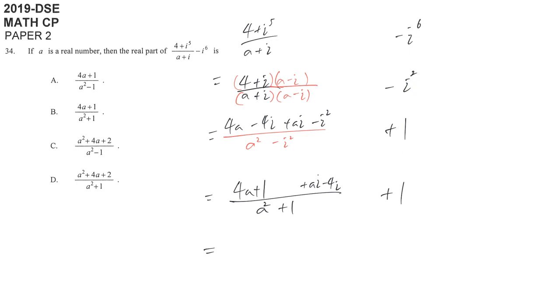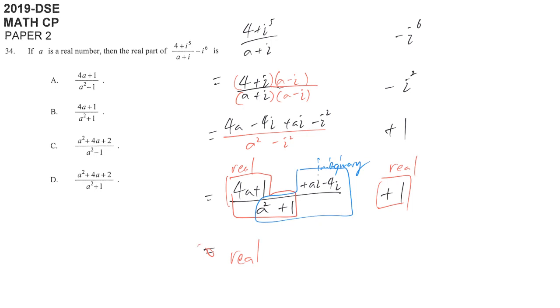So if we're talking about the real part, this is real, and also this is real, while this is imaginary. So if we just focus on the real part, since I'm too lazy to handle the imaginary part, the real part is equal to 4a plus 1 over a squared plus 1, and then plus 1. And then we find that we don't have exactly the same, but these two are similar. So at least we know that it's not A, it's not B. Try to continue.